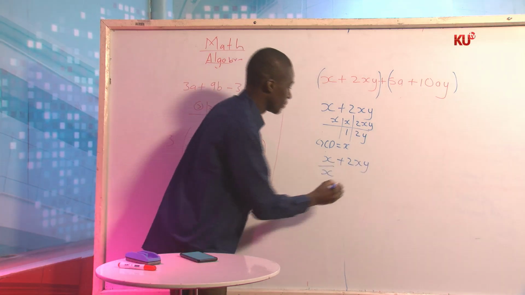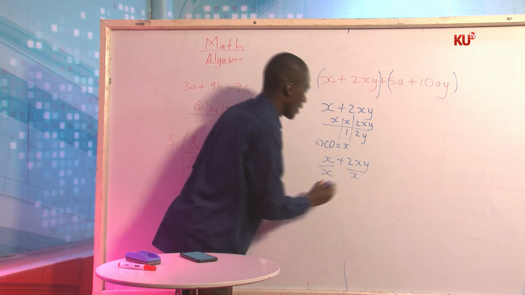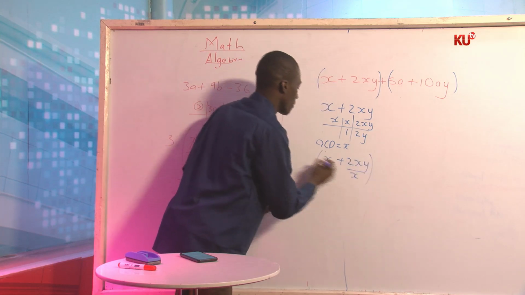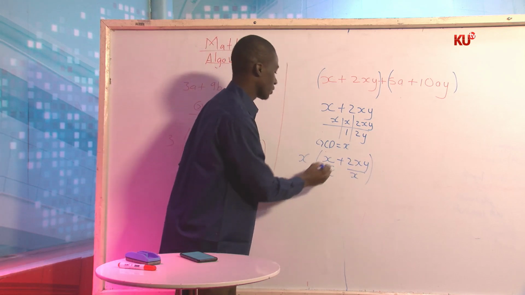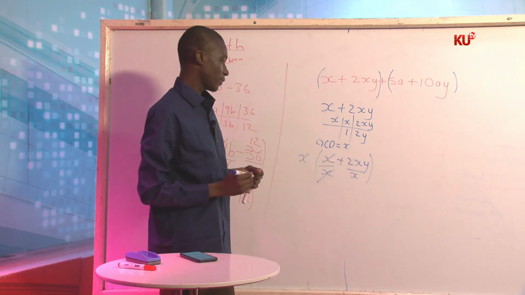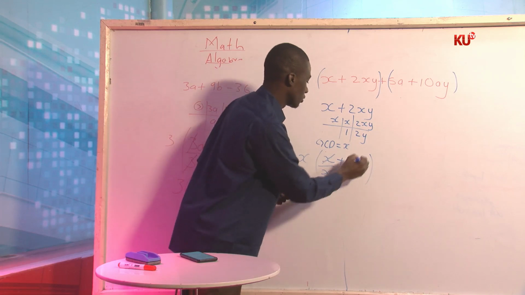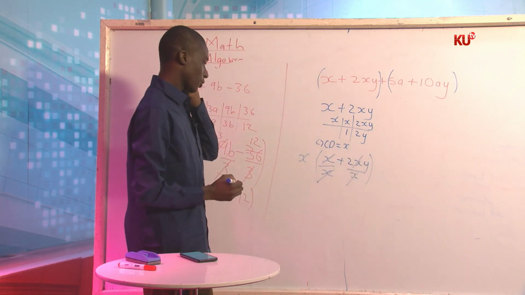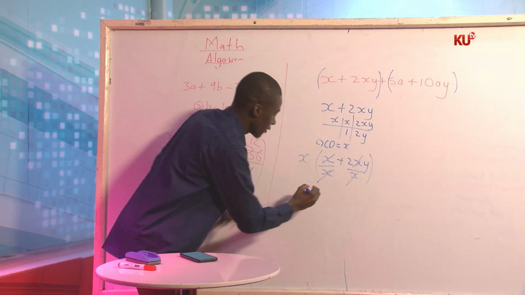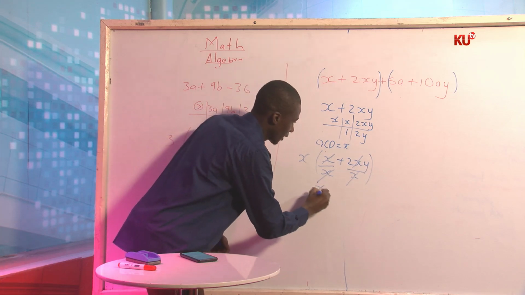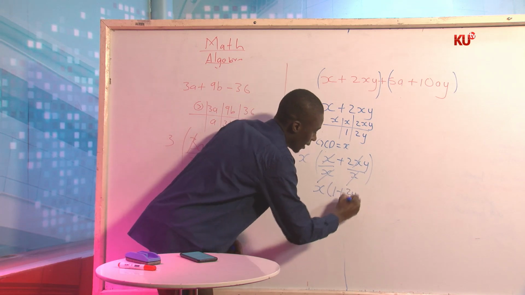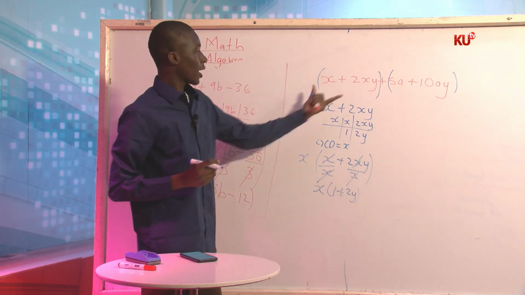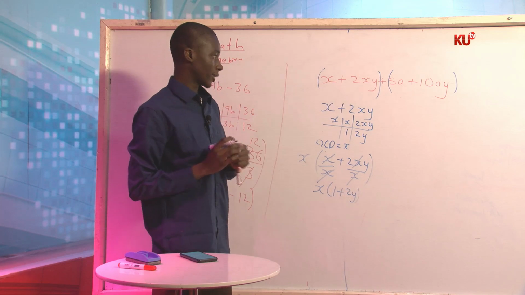So the first term divide by x, also the second term divide by x, and you also multiply everything by the GCD, such that this x will cancel off this x on simplification, and also this x will cancel off this x. So on your simplified version of your first part, you're going to have an x into bracket 1 plus 2y as your first expression from simplification of the first part.